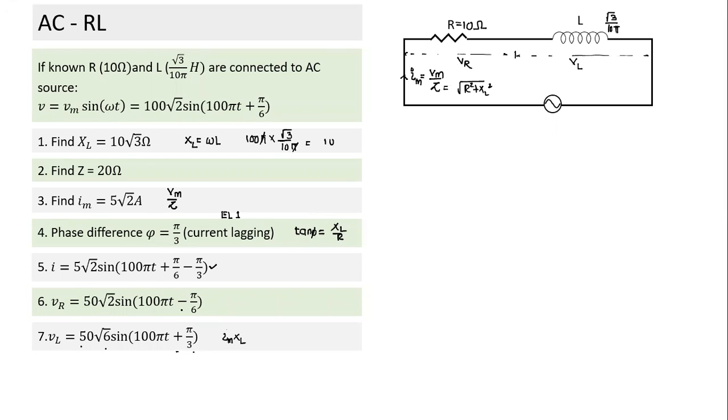So I hope all the steps are clear. And if it's not clear also, please go through 2-3 times, see that all these steps are understood. So I have found I value, VR value, VL value. So at any instance, we'll know what is VR, what is VL. Okay. And can we represent in form of phasor?